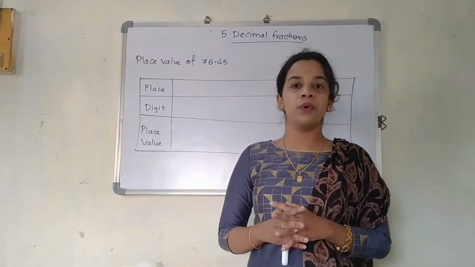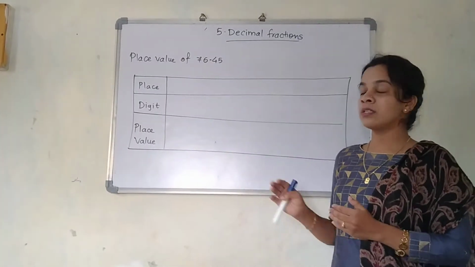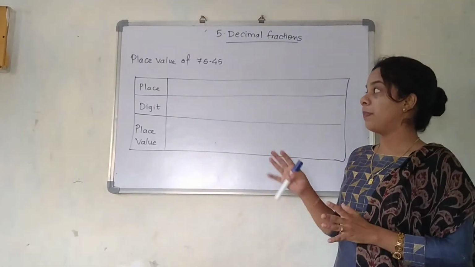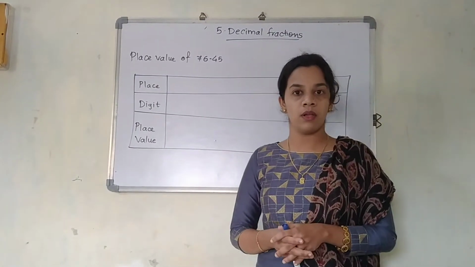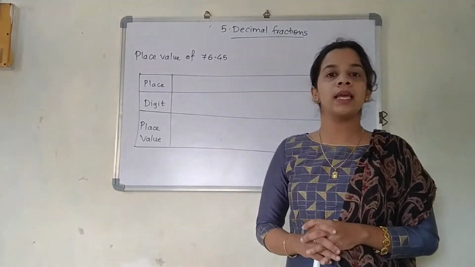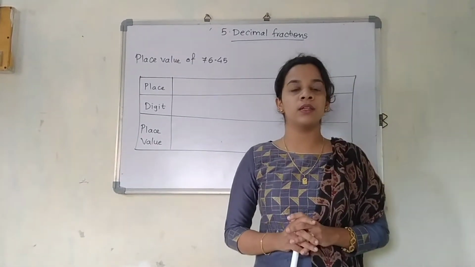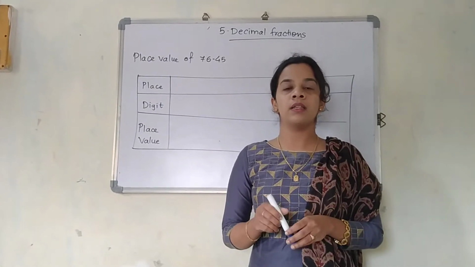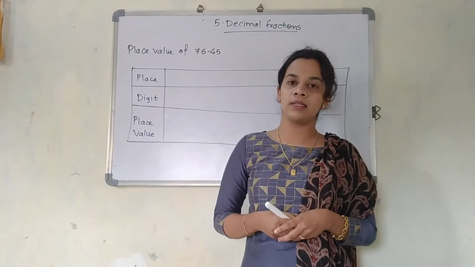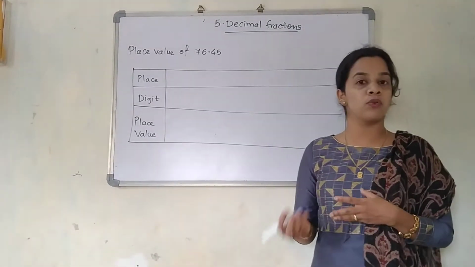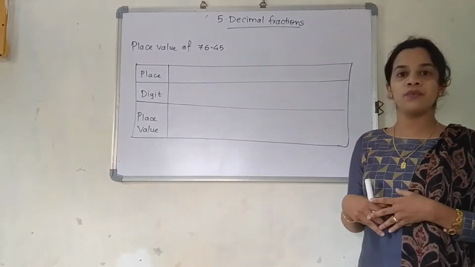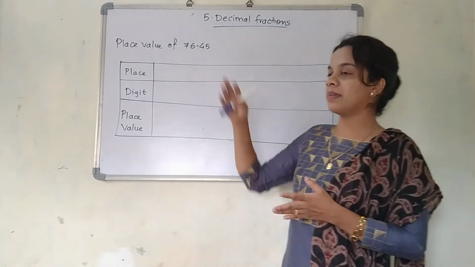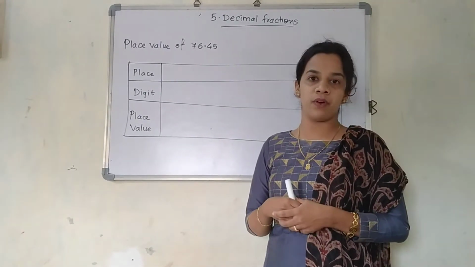Right now we are going to see the place value of a decimal number, which I think you have done already. And what does decimal number mean? Yes, a number which is represented with a dot, or in which a dot is present, is said to be a decimal number, or it is also said to be a common fraction. So now we are going to find out the place value of the given number, that is 76.45.